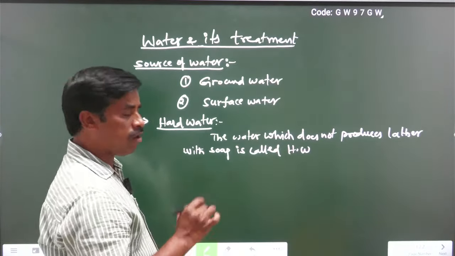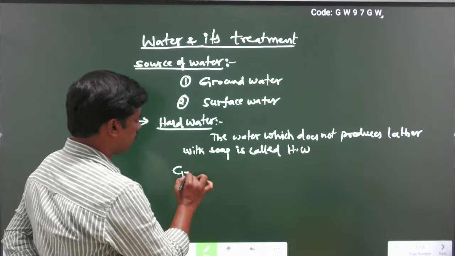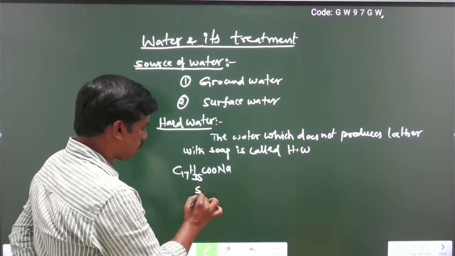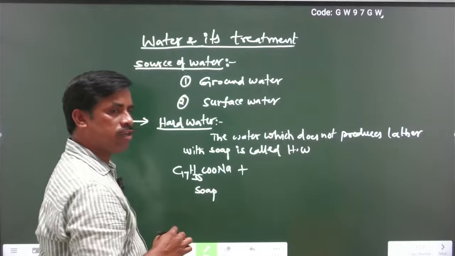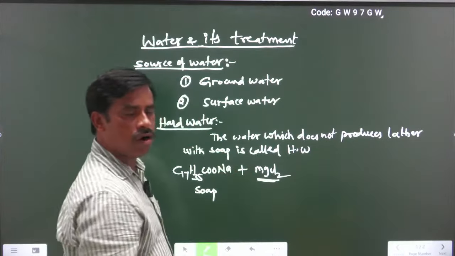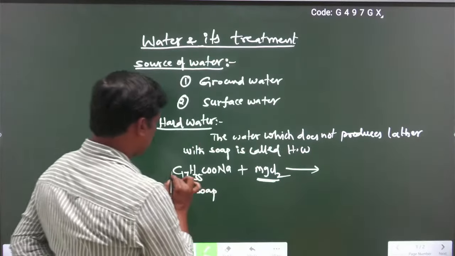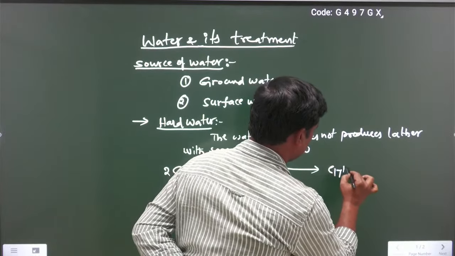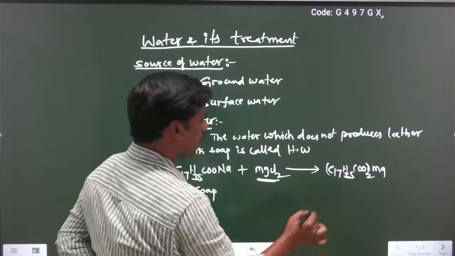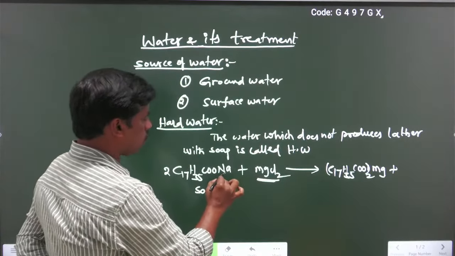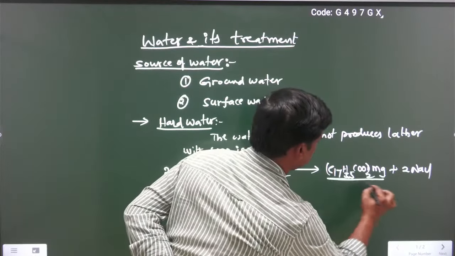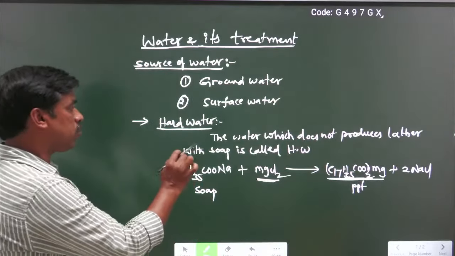Hard water means water which contains dissolved salts. For example, what is the chemical formula of soap? C17H35COONa, the sodium salt of stearic acid. This compound is soap. Whenever it combines with any dissolved salt, for example magnesium chloride, hardness occurs in water. Two moles of soap combine to form (C17H35COO)2Mg, and 2 NaCl is formed as a byproduct. By forming this compound, a precipitate forms, so lather does not come immediately with hard water.